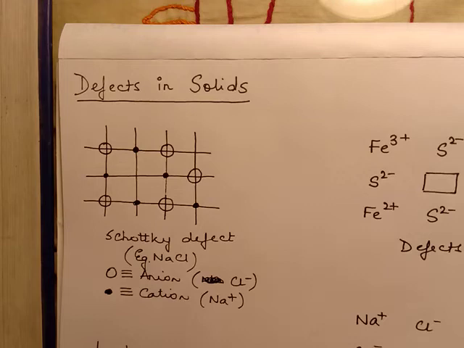Today I'll be discussing defects in solids. This portion is particularly important for understanding semiconductors later on. So, solids, or particularly crystals. The first thing that comes to our minds when we think of crystals is a perfectly repeating array of ions. But in reality, this array or lattice is not that perfect.